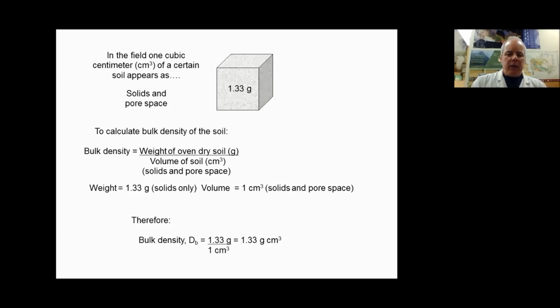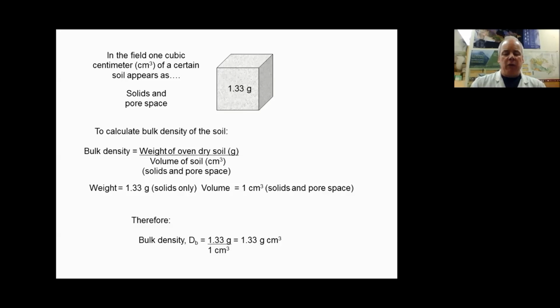And then to calculate the bulk density of the soil, we take that weight of oven dry soil, and divide that by, again, the volume of the soil, including both the solids and the pore space. So the weight in this case, the mass, is just the solids only, 1.33 grams. The volume is 1 cubic centimeter, and therefore the bulk density in the end is 1.33 grams per cubic centimeter.